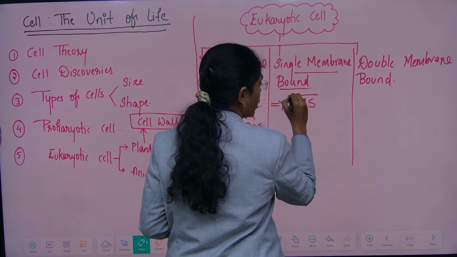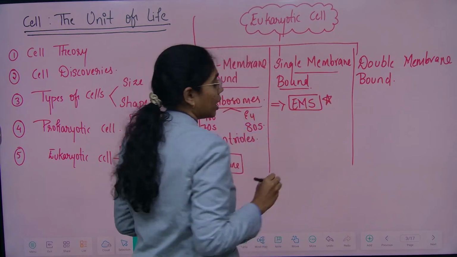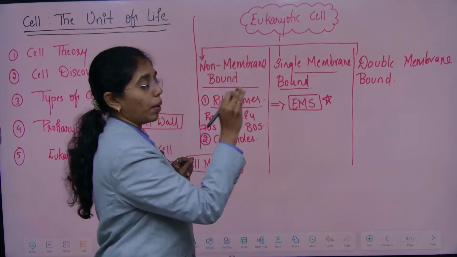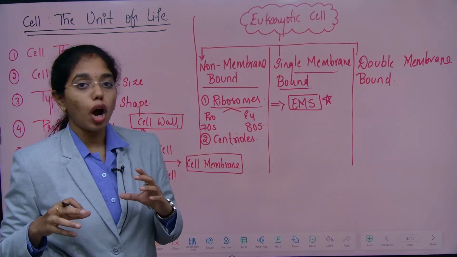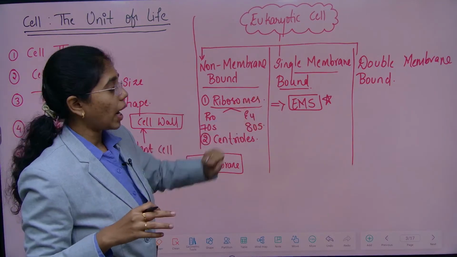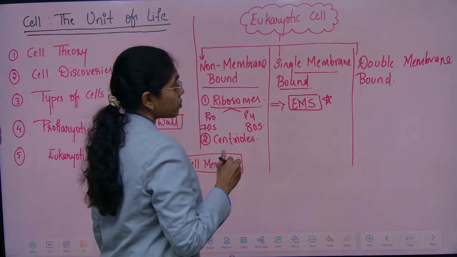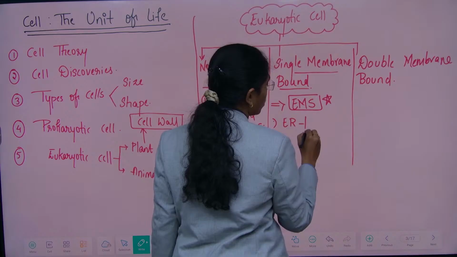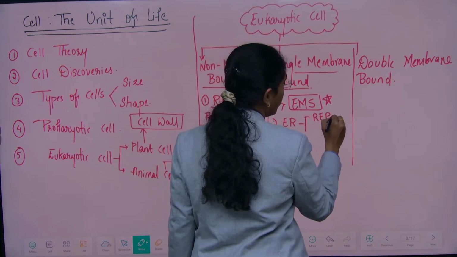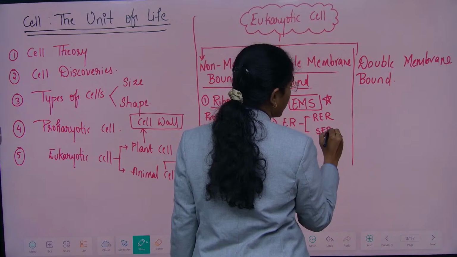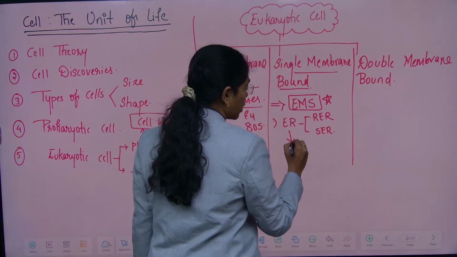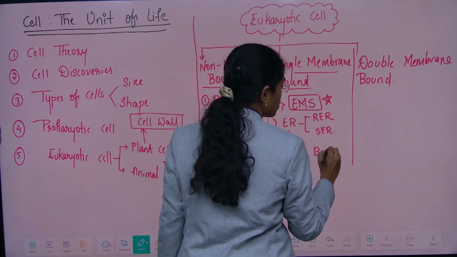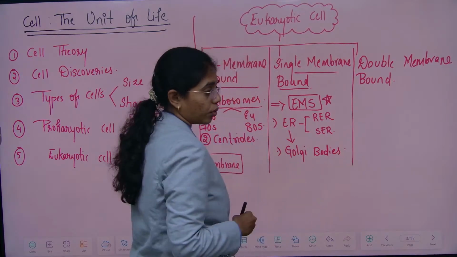Now, when it comes to single membrane bound organelles, you have to learn about the endomembrane system, which is very important. In every alternate NEET paper there will be one question on the endomembrane system. The organelles which are single membrane bound and whose functions are coordinated are kept under the endomembrane system. Here the organelles include first endoplasmic reticulum, both rough and smooth endoplasmic reticulum. After endoplasmic reticulum it is Golgi bodies, Golgi apparatus or Golgi complex, anything you can say.